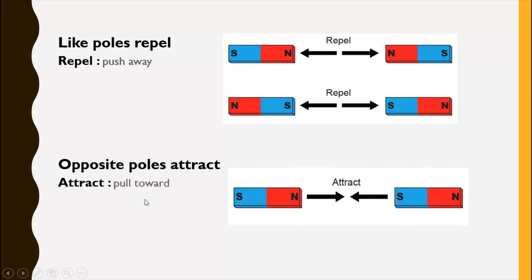But the opposite poles attract to each other. So the opposite poles mean the different poles. So when we have North Pole and South Pole, they will attract to each other. What's the meaning of attract? Attract means pull towards each other. So the like poles repel and the opposite poles attract. Again, the like poles of the magnet repel from each other, but the opposite poles attract to each other.